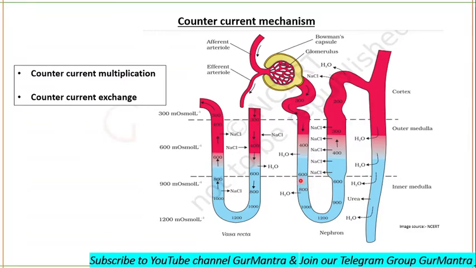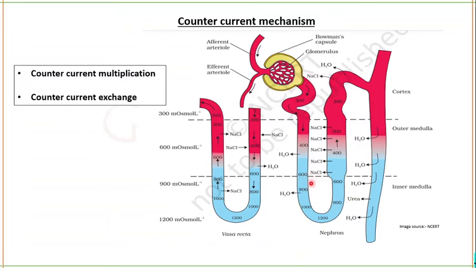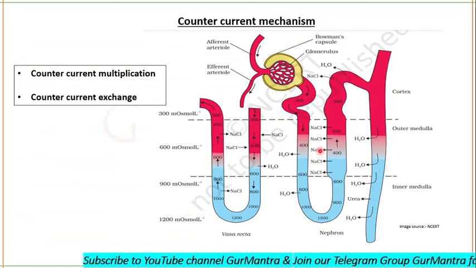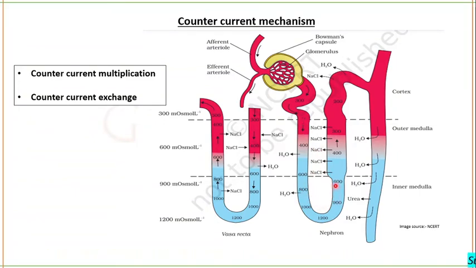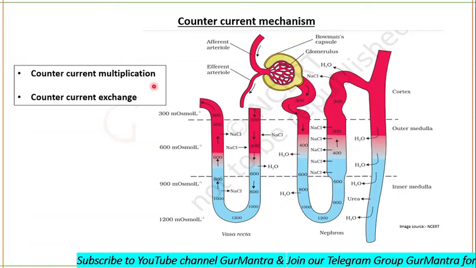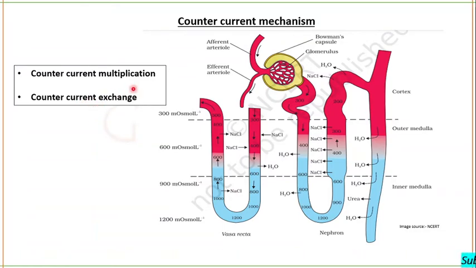So flow in the loop of Henle is considered counter current because the flow in the two closely adjacent limbs of the loop moves in opposite directions. You can see it is moving in opposite directions. So two types of counter current mechanism exist in kidneys. One is counter current multiplication, the other one is counter current exchange.